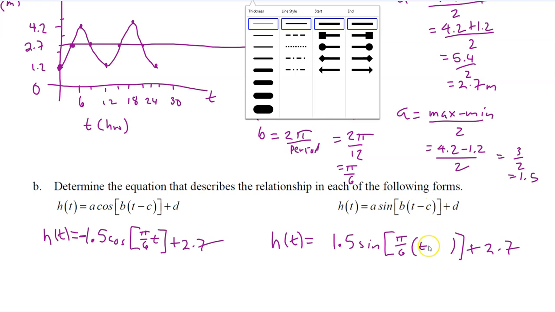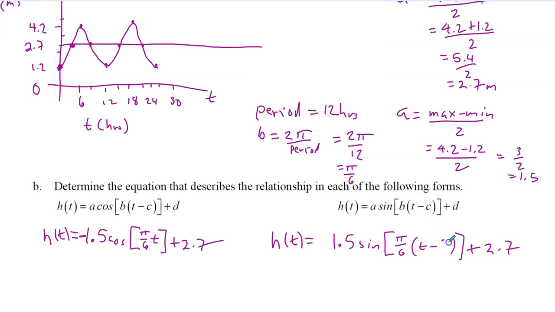We need to go right 3, so minus 3. So as a cosine function, we can get away with no phase shift, 0 phase shift, if we just do it as a reflected cosine function, and as a sine function, just a regular sine function, and we're shifted right 3 units.